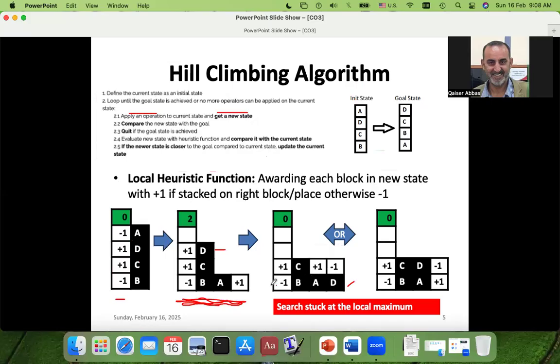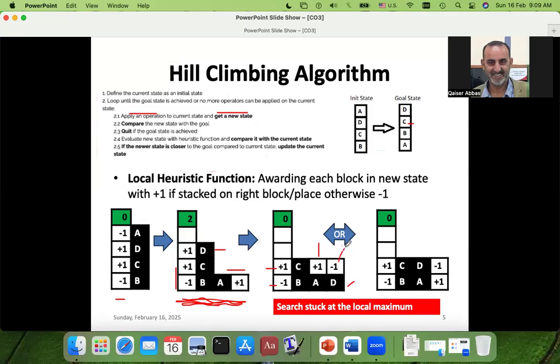B is not in its proper place, so it keeps the previous value. C is also the previous value. You don't have to think too much; take those previous values. And now here A is in its proper place. Yes, the previous values. Now what about D? D is not in a proper place. D should be stacked on C according to the goal. So this is not a proper place.